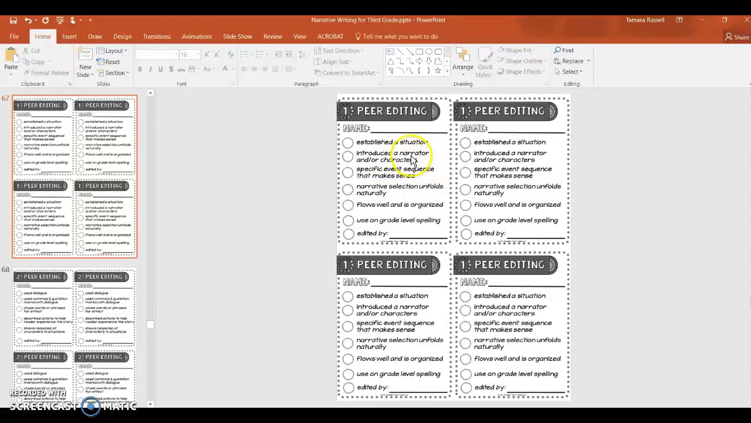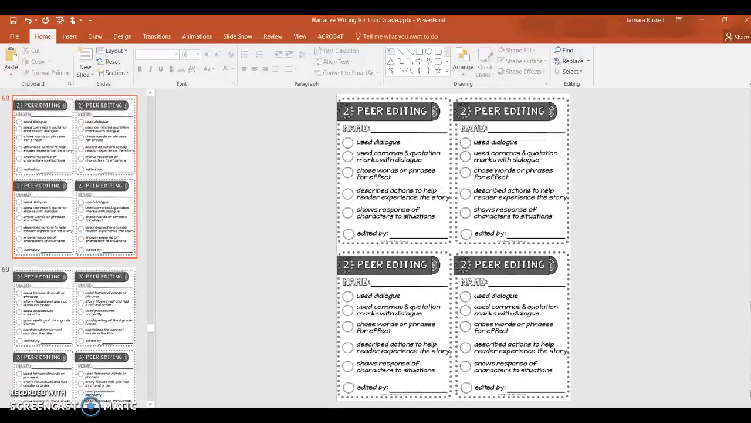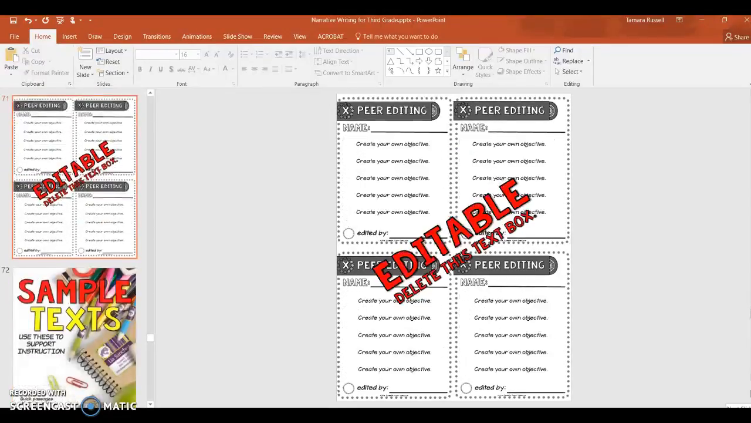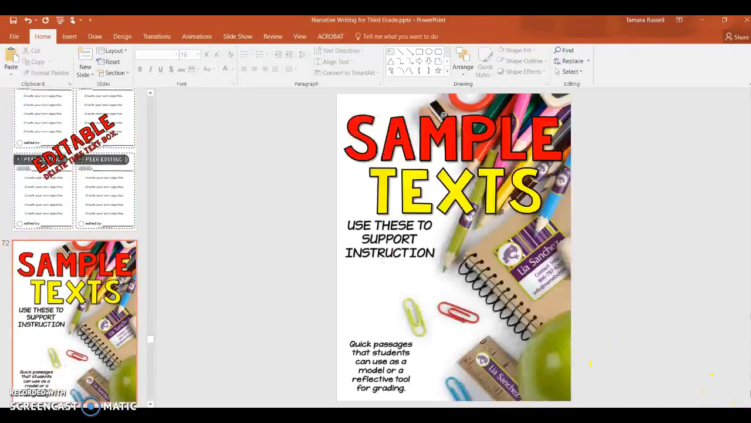So for week 1, here are some of the goals of the week 1 rubric, and I have them in here. You would cut this out, and then you would attach it to the draft page and let students peer edit that way. I have one for week 2, week 3, week 4, and then of course an editable version where you can take this box off and then type in your own objectives.